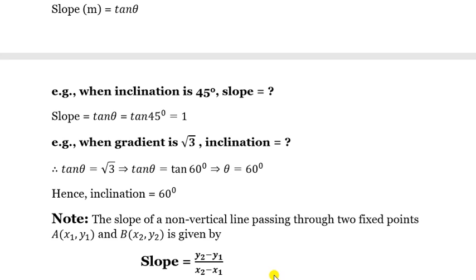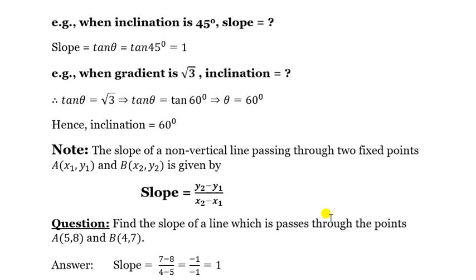Now it's very important. It's very important, one formula you will get here. That is the slope of a non-vertical line passing through two fixed points, and these two fixed points are x1 y1 and another one is x2 y2. When any 2 points will be given to you, how will you find out slope? It's very easy. How? y2 minus y1 by x2 minus x1.